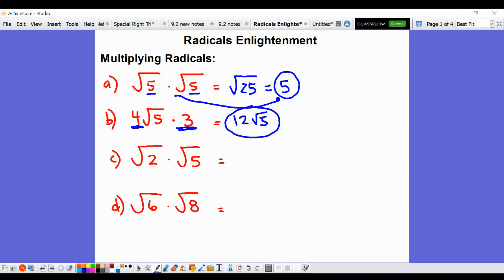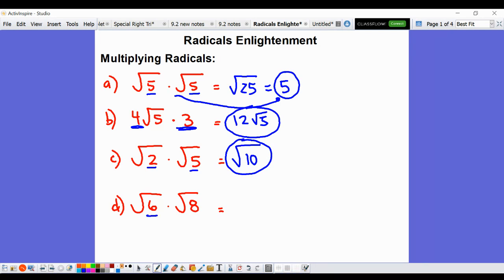Same thing here in C, square root of 2 times square root of 5. The only thing that will change a square root is multiplying it by another square root. Therefore, we get square root of 10. That is a simplified radical right there. I can't go any further. Final answer, square root of 10.